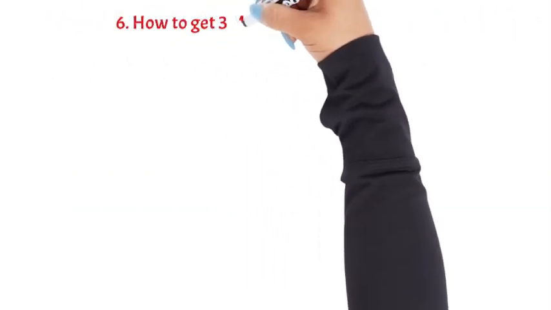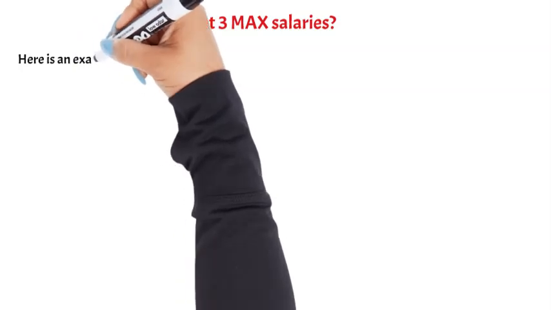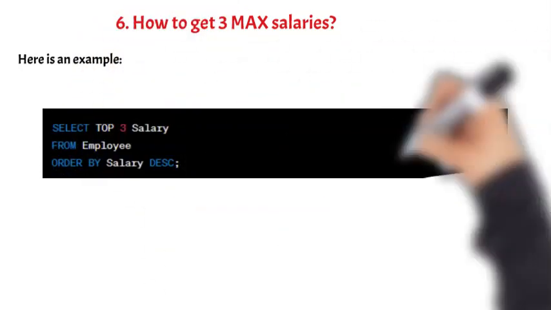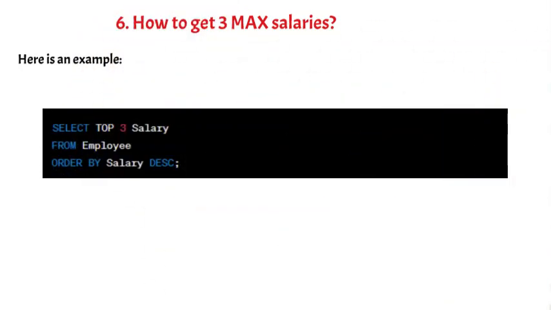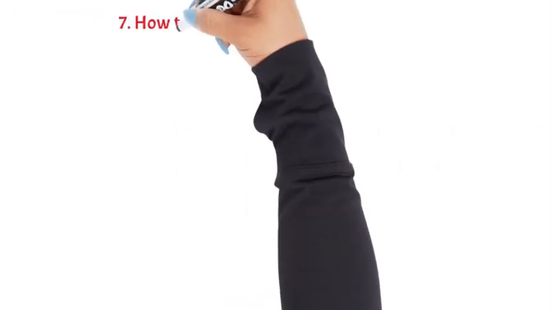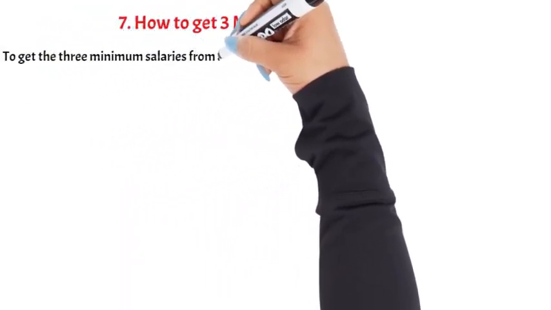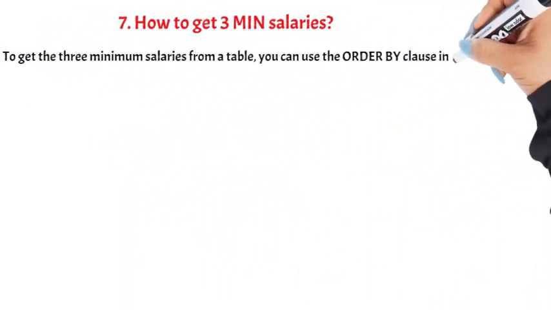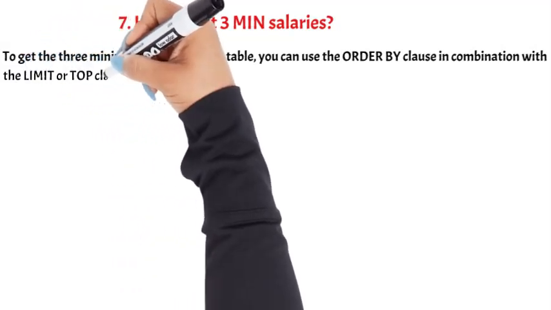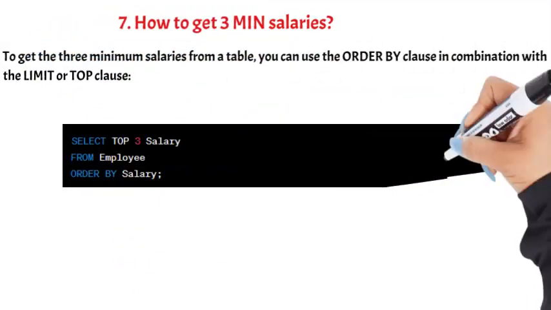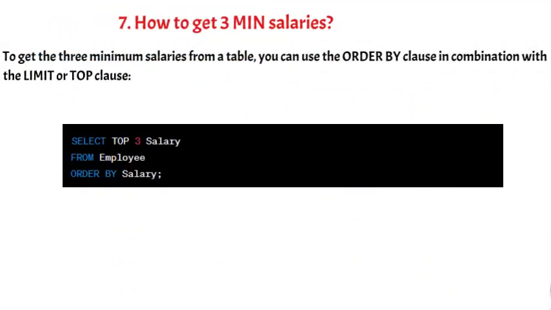6. How to get 3 max salaries. Here is an example. In this query, the order by clause is used to sort the salaries in descending order. 7. How to get 3 min salaries. To get the 3 minimum salaries from a table, you can use the order by clause in combination with the limit or top clause. In this query, the order by clause is used to sort the salaries in ascending order.